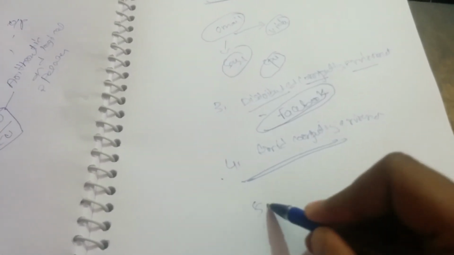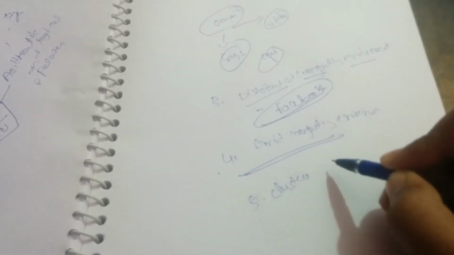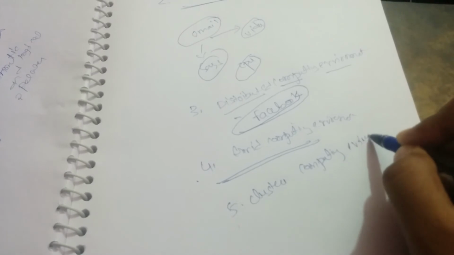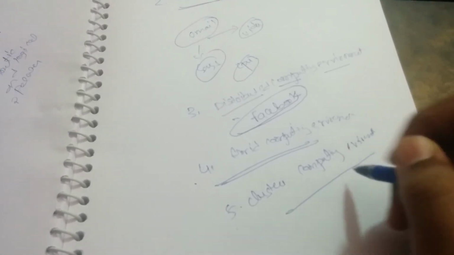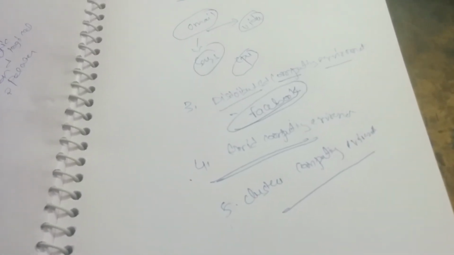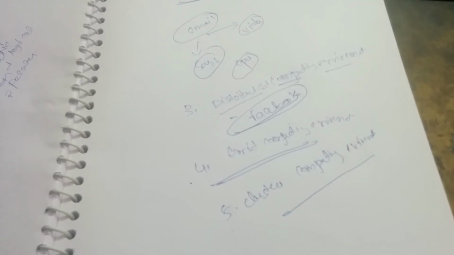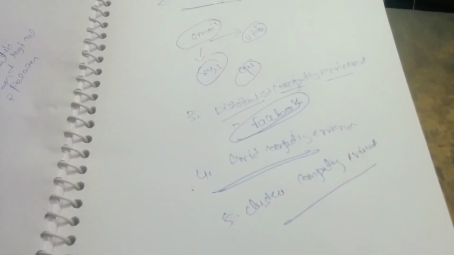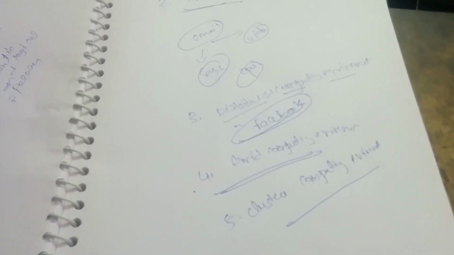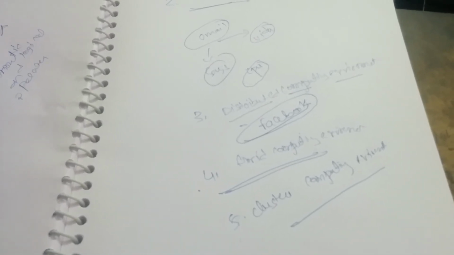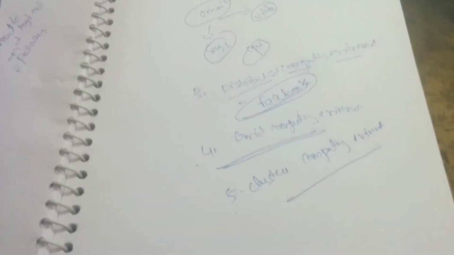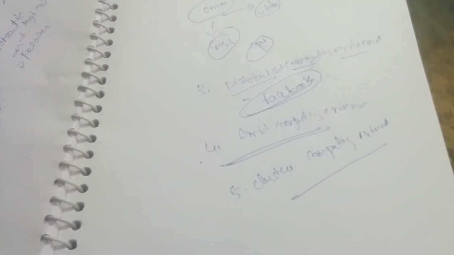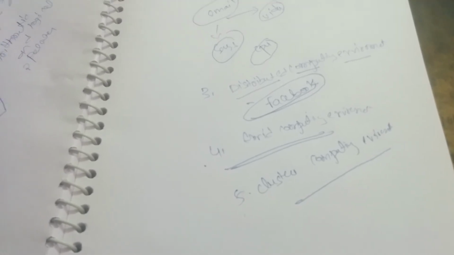Next, cluster computing environment. What is a cluster computing environment? Cluster computing is a collection of interconnected computers. These computers work together to solve a single problem. In cluster computing, a collection of systems work together as a single system.